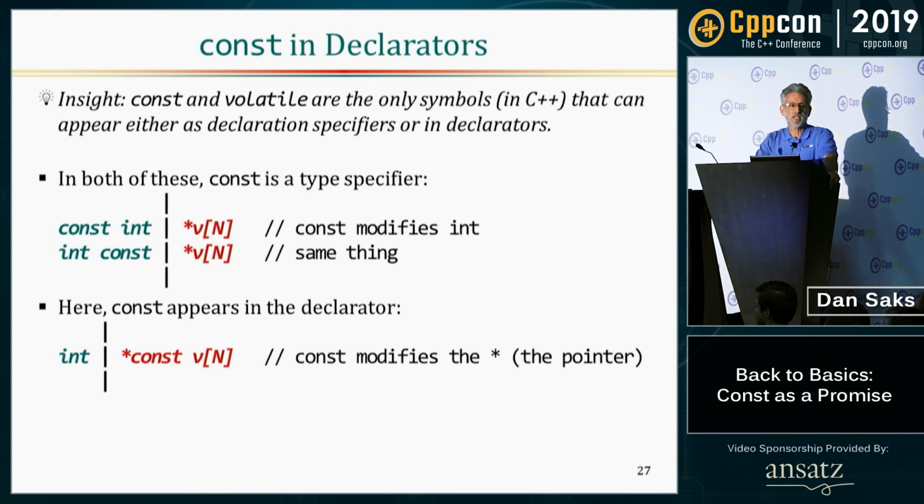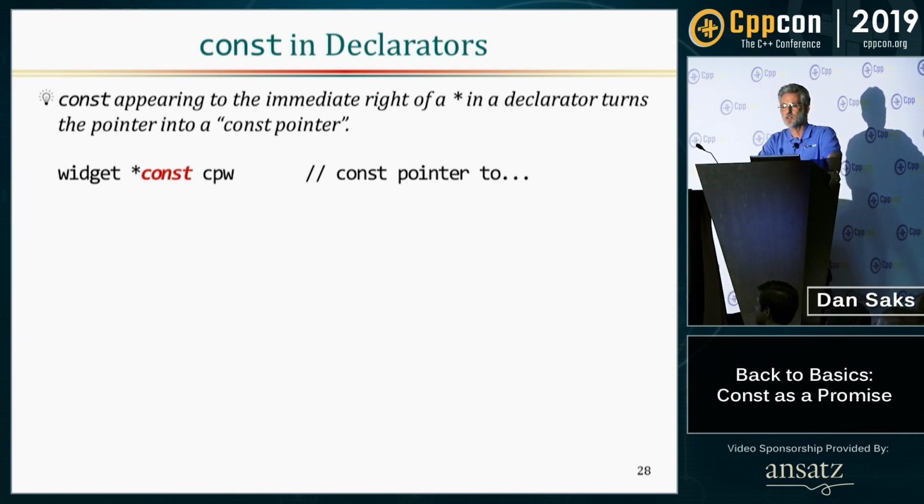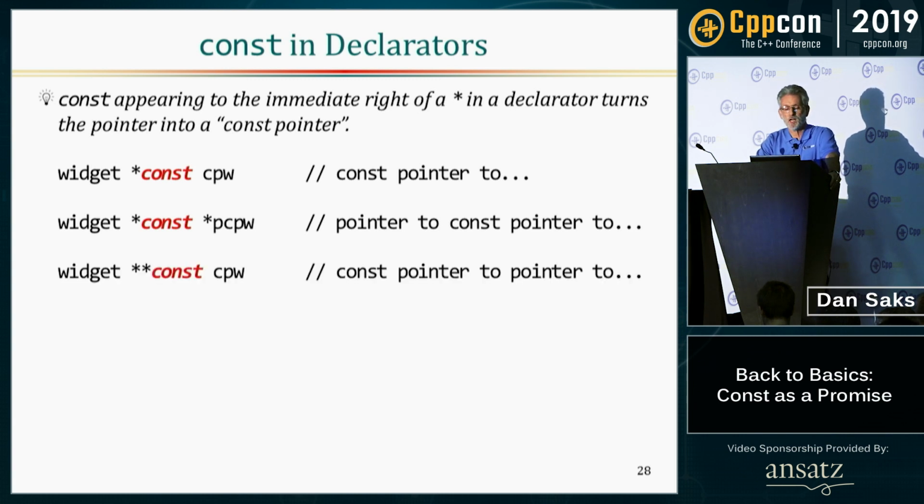Here now the const is in the declarator. It's not modifying the int. It's actually modifying the star, the pointer. So when the const appears to the immediate right of a pointer operator, it's actually modifying that pointer. It makes what was a pointer into a const pointer. And so here are just a few examples. This is a pointer to a constant pointer, or a constant pointer to pointer. It's actually a constant pointer to a, let's be explicit, non-constant pointer.